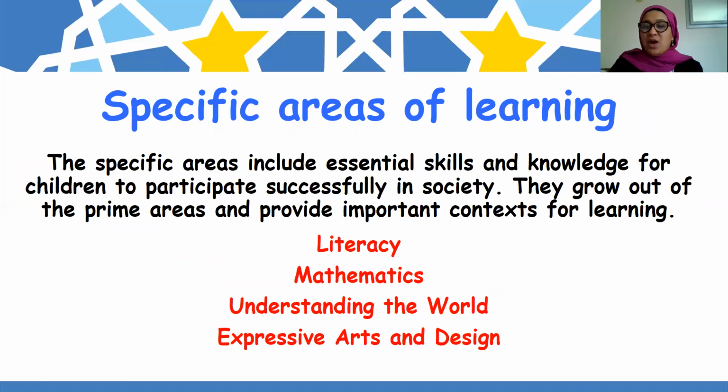The specific areas of learning are literacy, which is English, maths, understanding the world, and expressive arts and design. The specific areas include essential skills and knowledge for children to participate successfully in society. They grow out of the prime areas and provide important context for learning.